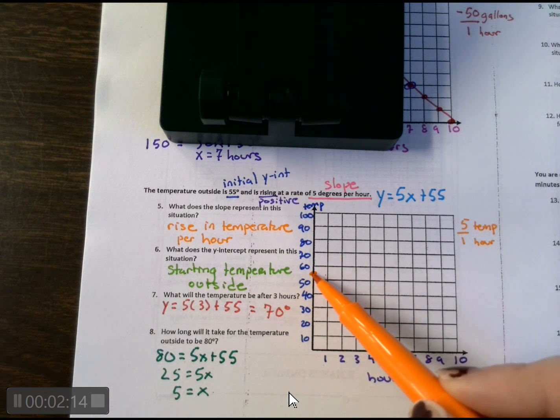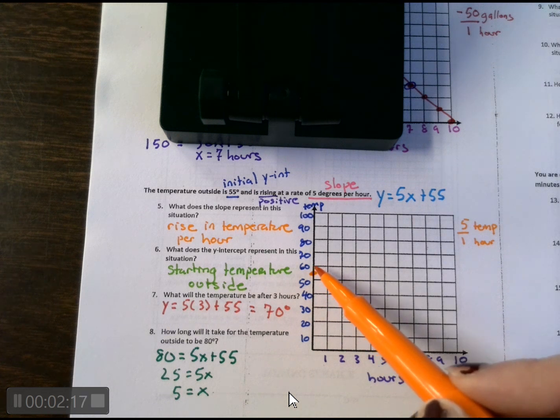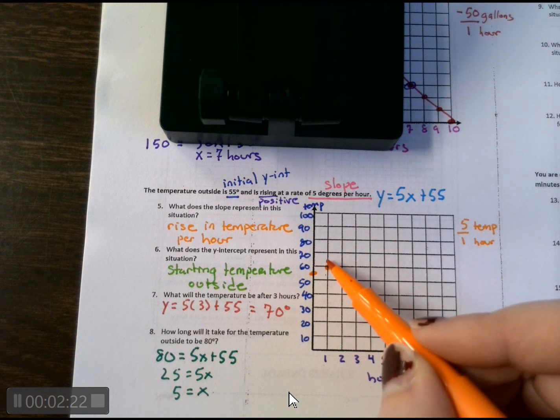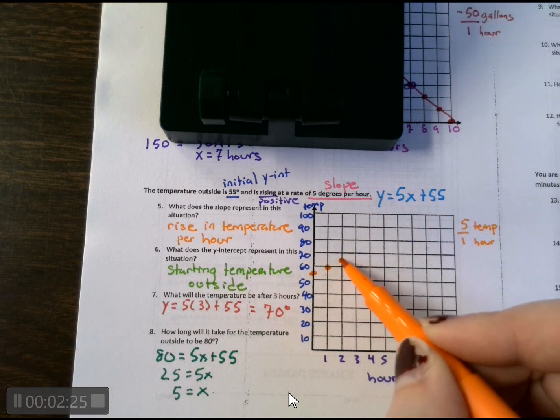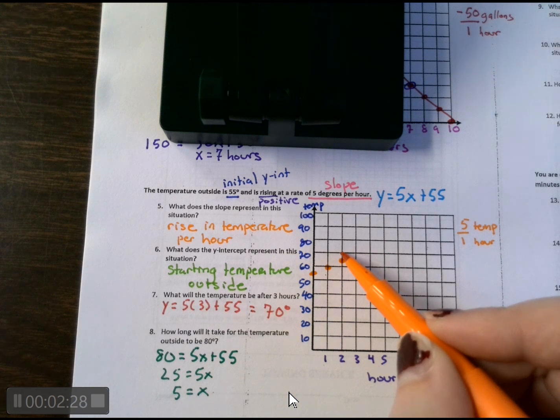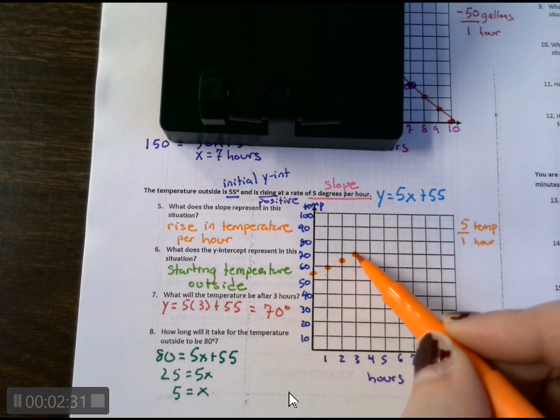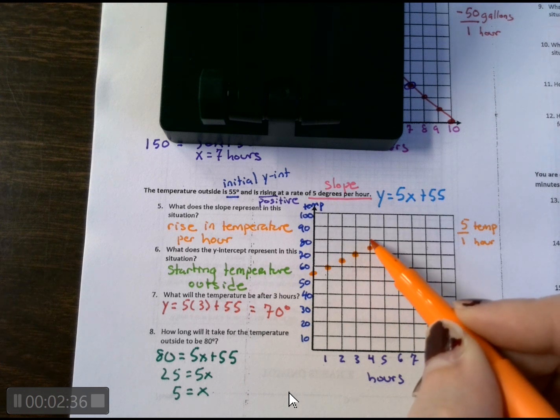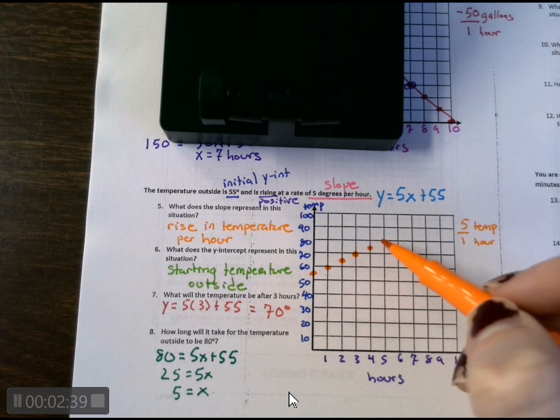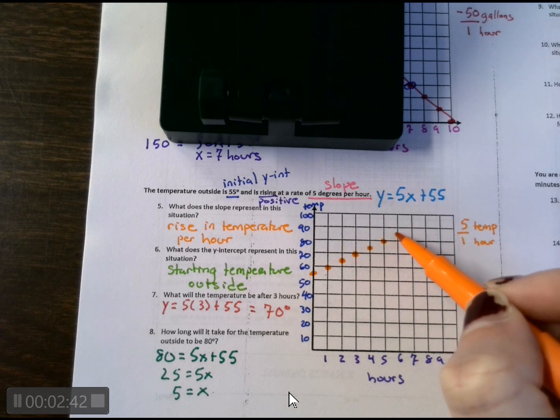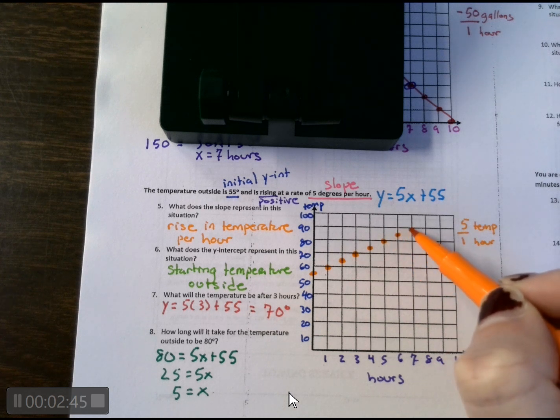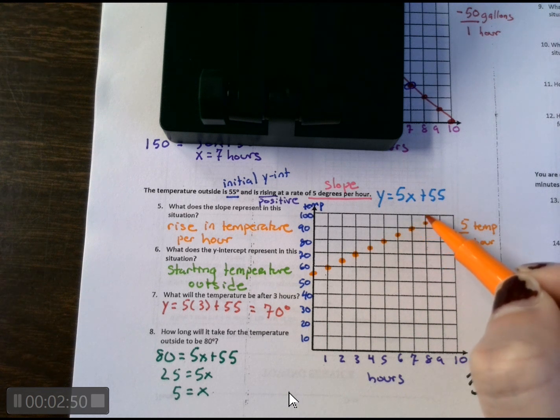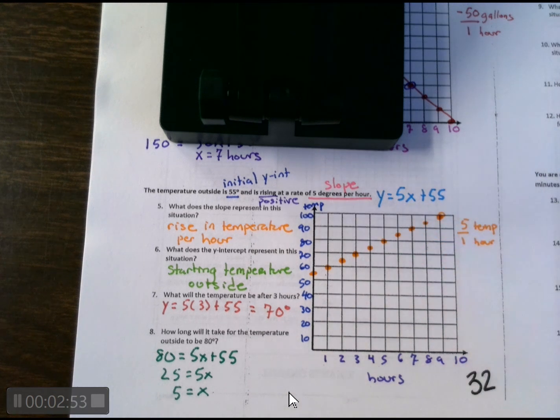Okay? So I'm going to go from 55 to 60, because we're adding 5, and then to the right 1. Okay? And then I'm going to go up to 65 to the right 1. Up 5 to 70 to the right 1. Up 5 to 75 to the right 1. Up 5 to 80 to the right 1. Let's see, up 5 to 85 to the right 1. Up 5 to 90 to the right 1. Up 5 to 95 to the right 1. Up 5 to 100 to the right 1. Okay?